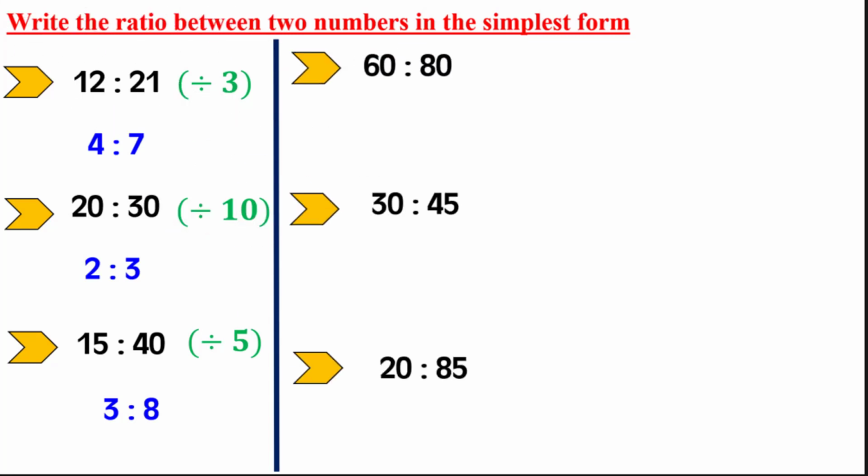60 to 80, the last digit is 0. We can divide here by 10. It will be 6 to 8, and 6 and 8 are divisible by 2. Again, it will be 3 to 4.